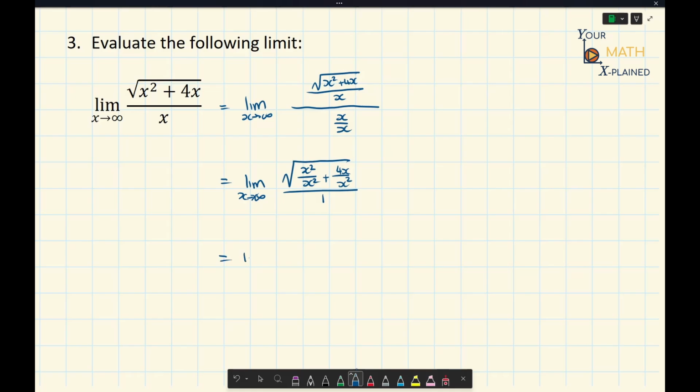Okay, so let's go ahead and simplify that. So we get the limit as x approaches infinity of the square root of 1 plus 4 over x. And now we can go ahead and bring this limit in, and we can see that 4 divided by x as x approaches infinity is going to be 0. So therefore our answer is going to be equal to the square root of 1, which is just equal to 1.